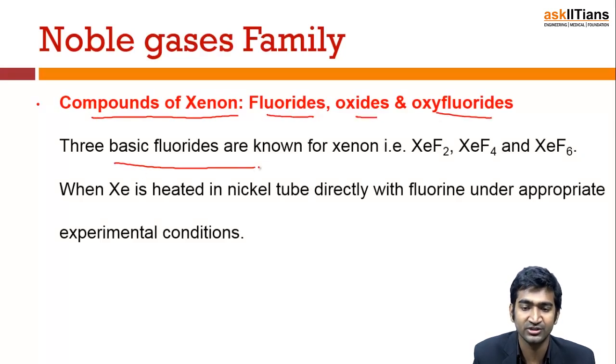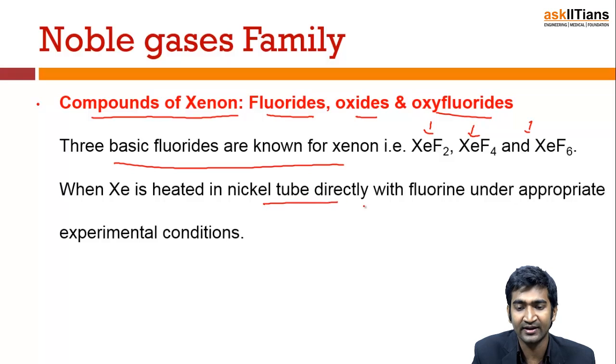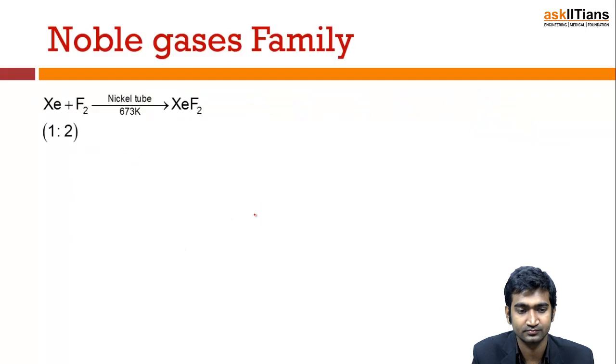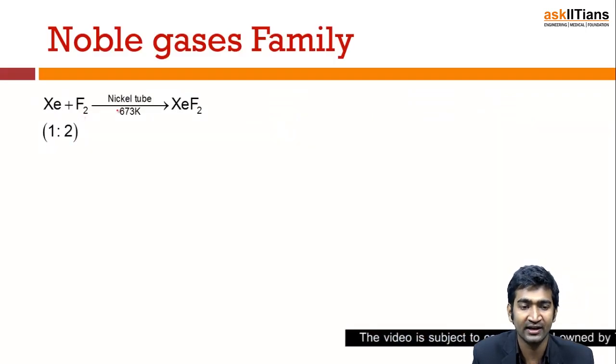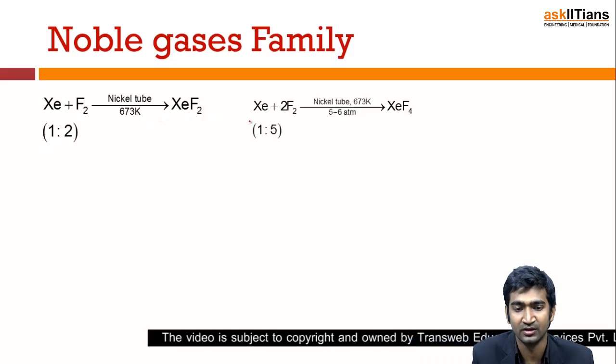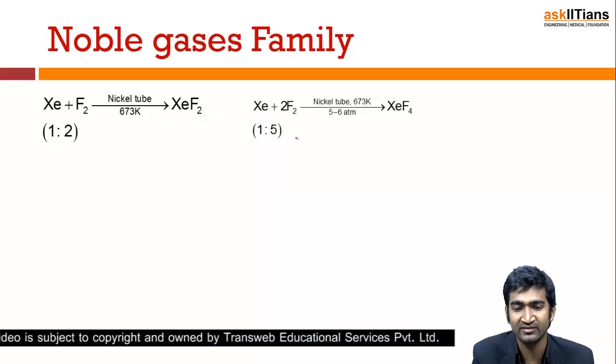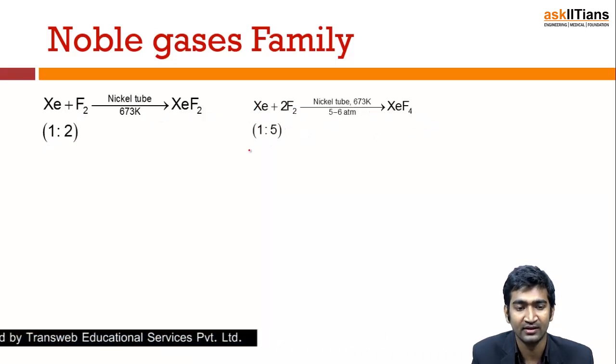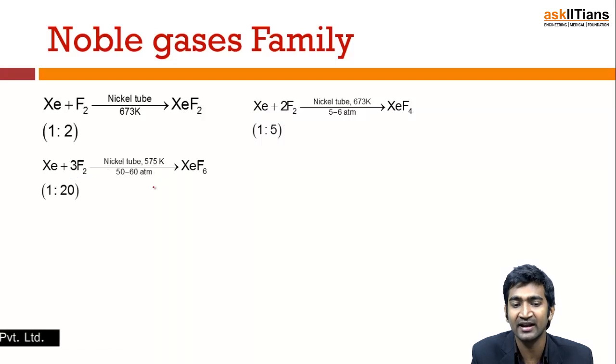Three basic fluorides for xenon are XeF2, XeF4 and XeF6. When xenon is heated with fluorine directly in a nickel tube, it gives you fumes. Like this way: Xe plus F2 in 1:2 ratio in a nickel tube will give you XeF2. Then Xe plus 2F2 in 1:5 ratio will give you XeF4. Xe plus 3F2 in a nickel tube, again gives XeF6.